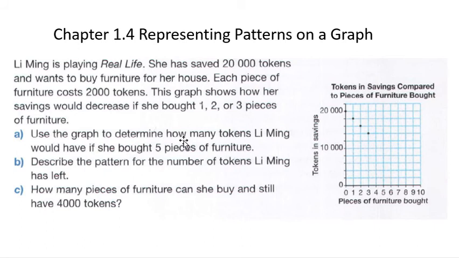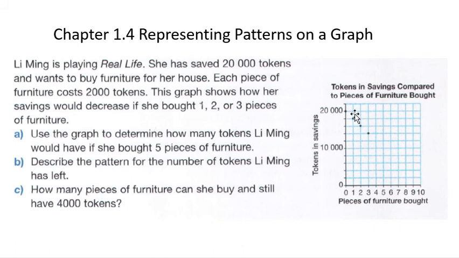Here are the questions we're going to work on. Graph paper makes this kind of a question very easy to label. So let's take a look at what these dots represent. If Li Ming purchases 0 pieces of furniture, which is what she starts with, she would have 20,000 tokens. If she purchases 1 piece of furniture, which costs her 2,000 tokens, she would have to remove 2,000 tokens from our 20,000.